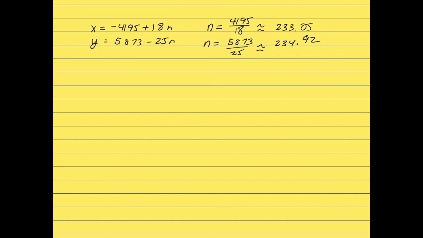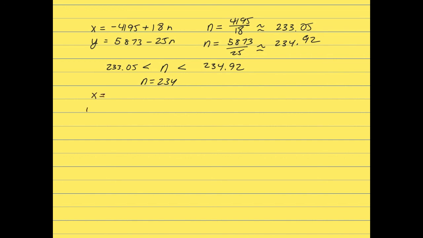And as before, we want to figure out the value of n that is between these two values. So it has to be greater than the smaller number, 233.05, and smaller than the bigger number, 234.92. So we want to think about all integer values of n in this range, and there's only one of them, n equals 234. If there were more than one, then you'd have more than one solution to the problem. But n equals 234 is the one value of n that will give you both x and y positive.